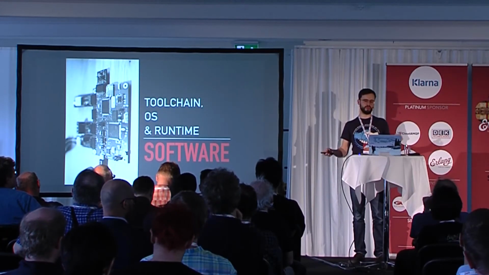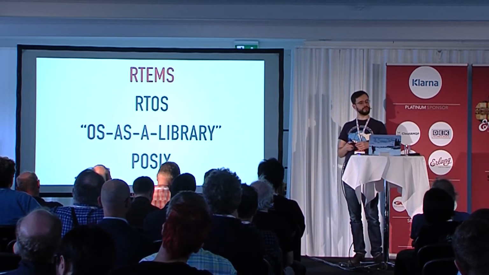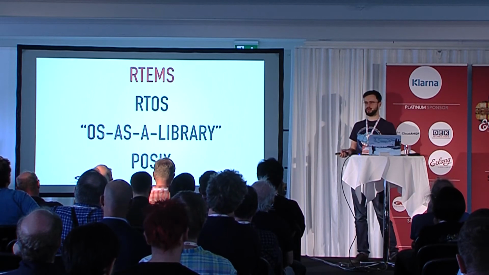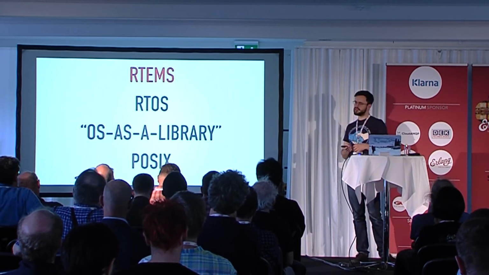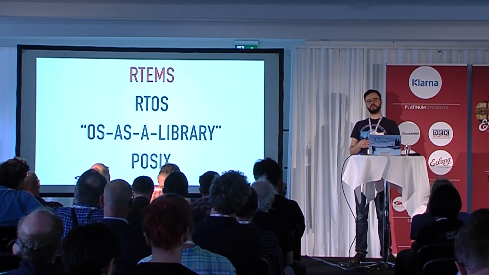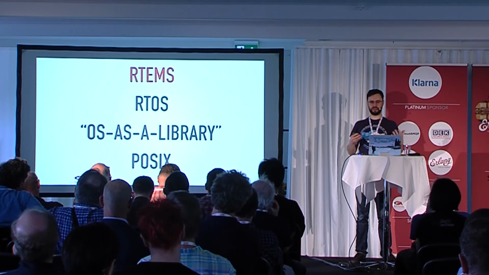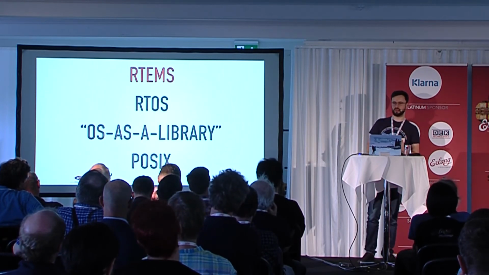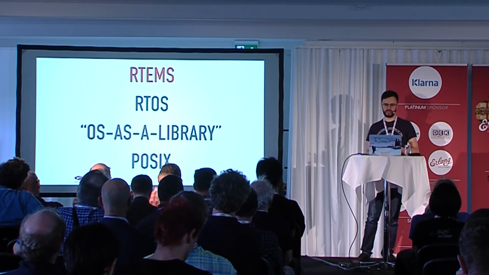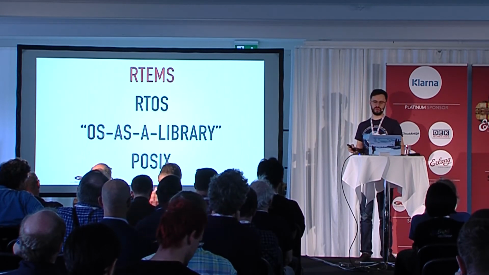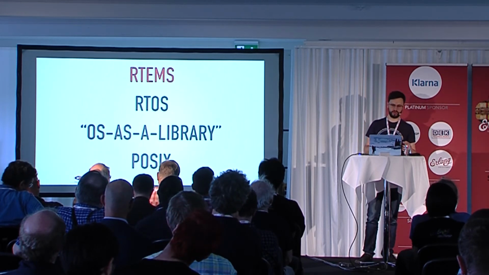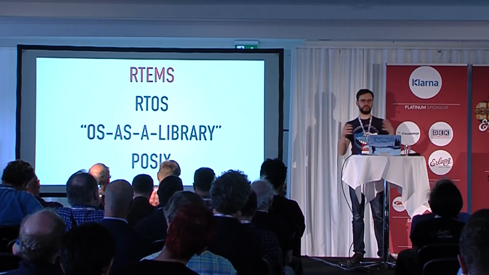To make all this possible, we're using something called RTEMS, which stands for Real-Time Executive for Multiprocessor Systems, and it is a real-time operating system. But you can see the concept as an operating system as a library, because it's not really an operating system. It's not managing other processes and taking care of resources, but it's something that you link into a program. That's why it's called a real-time executive, because in the end you get just one program.